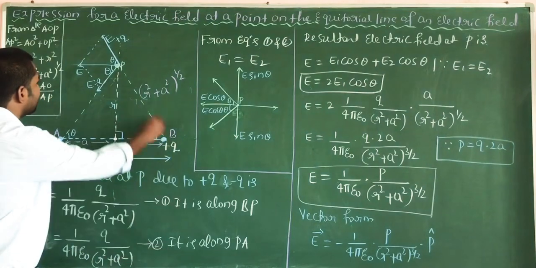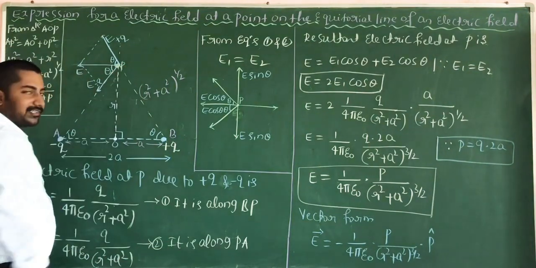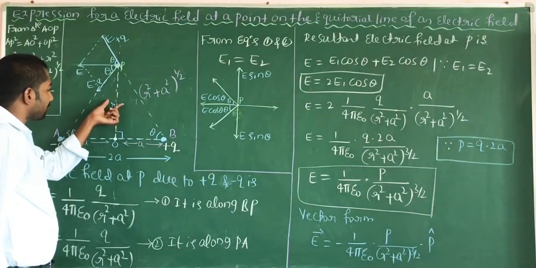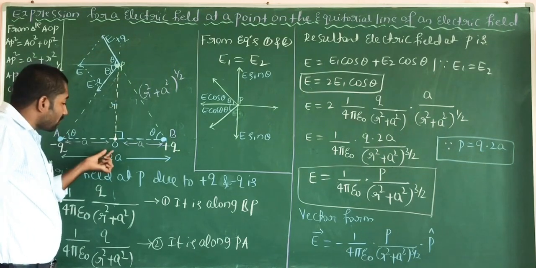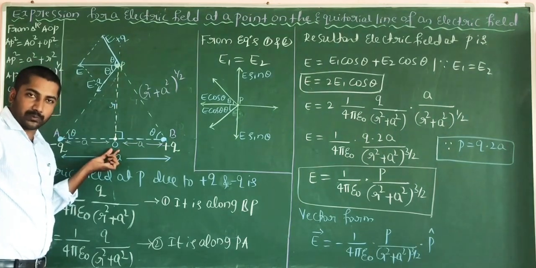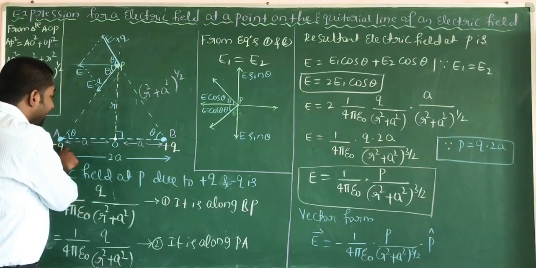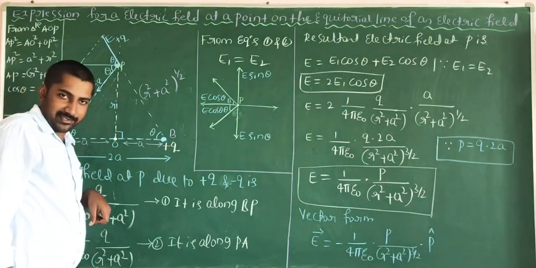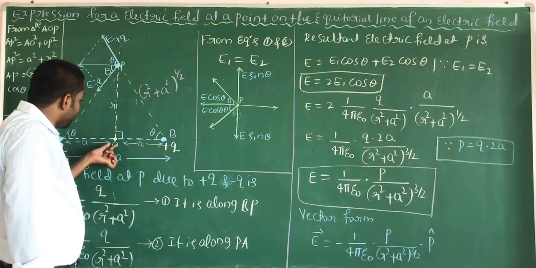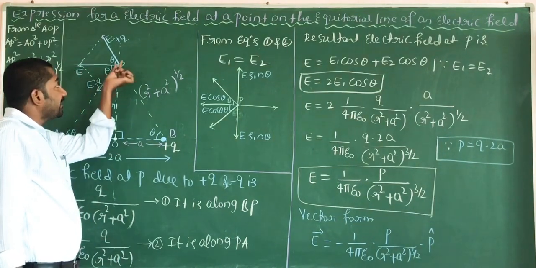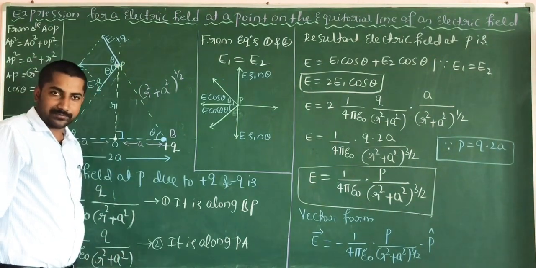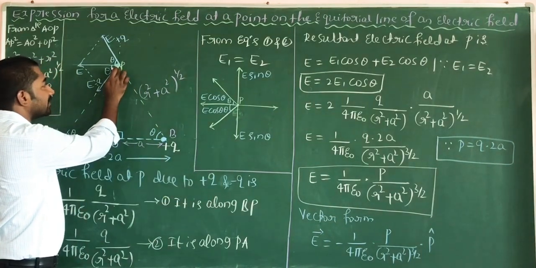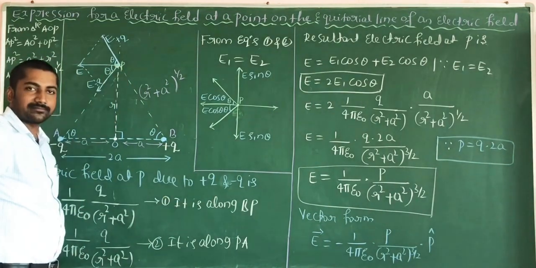Consider the point P at a distance r from this midpoint O. The distance between these two charges is 2a. r is the distance from the midpoint O to the point P where we find the electric field. Here, at this point, the electric field is there.